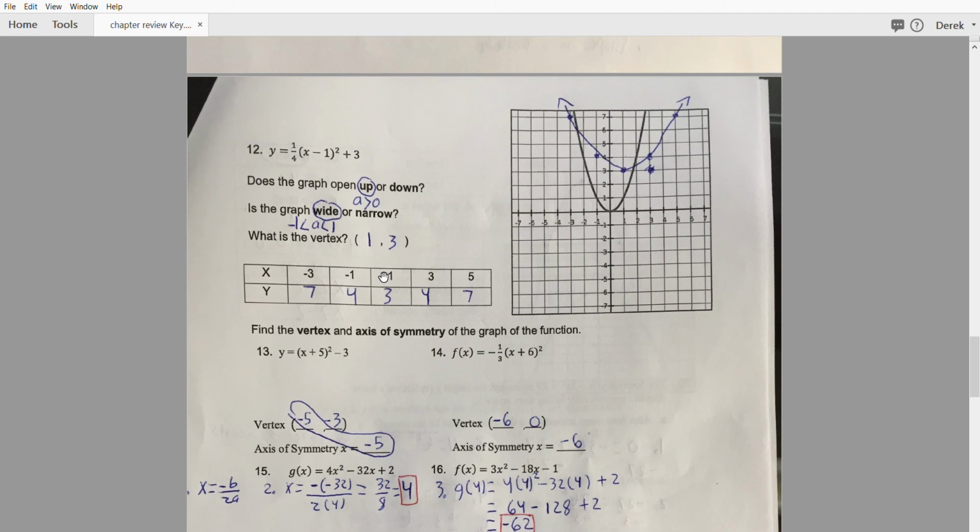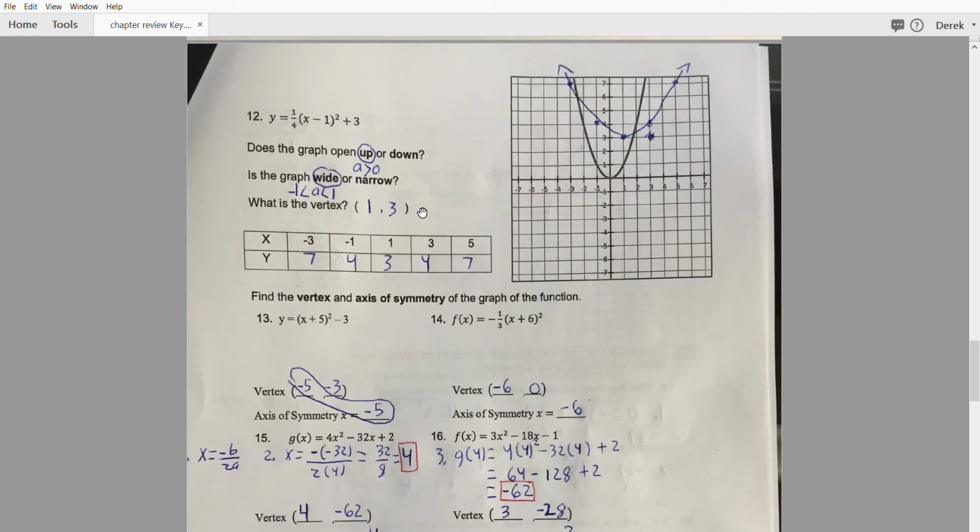All right, on to number 12 here. Does the graph open up or down? Well, we see a is greater than 0, so it opens up. Wide or narrow? We have 0.25 right here for our a value. That is between -1 and 1, so it is going to be wide.